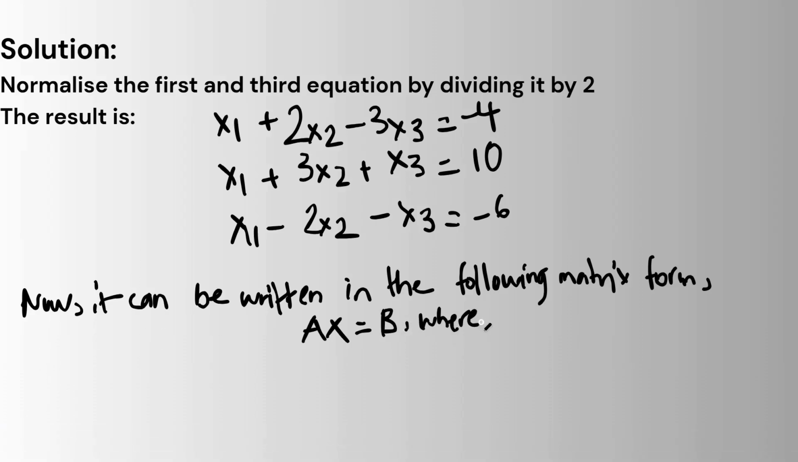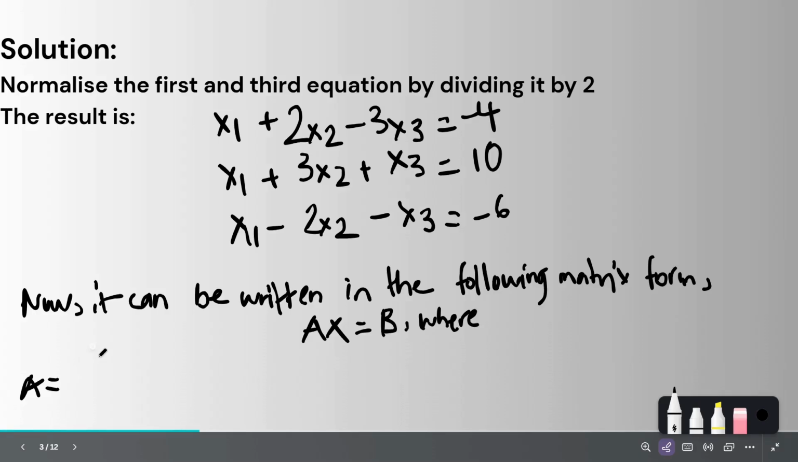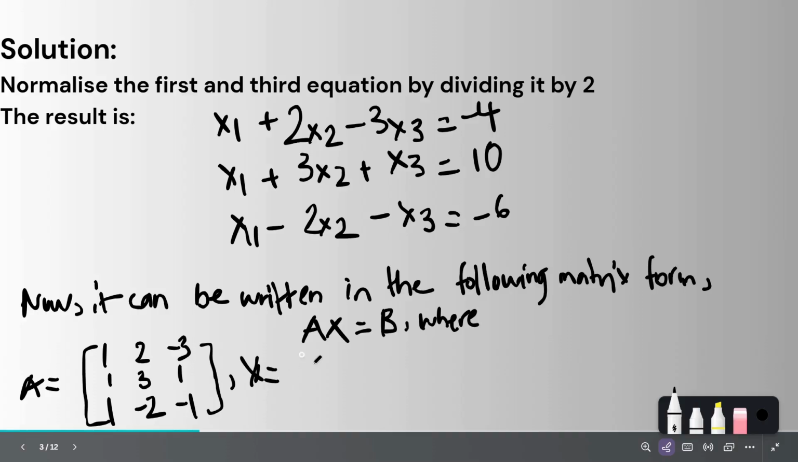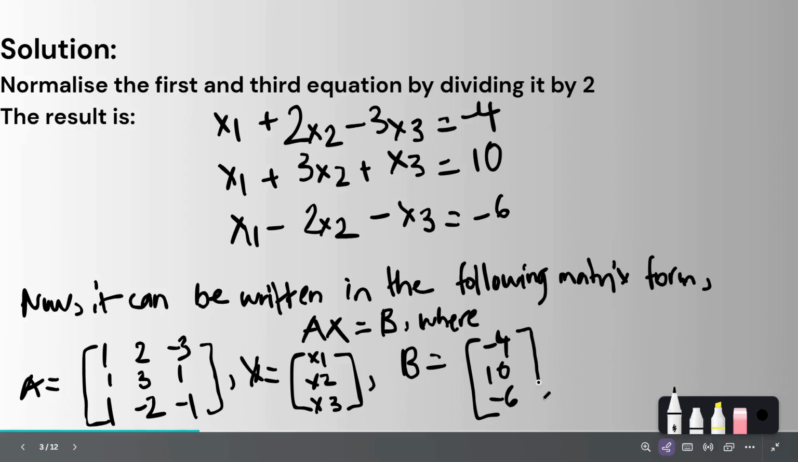where A equals 1, 2, -3; 1, 3, 1; and the last row is 1, -2, -1. X equals x1, x2, and x3, and B is -4, 10, -6. So this is what can be written in the following matrix. A is going to be like this.